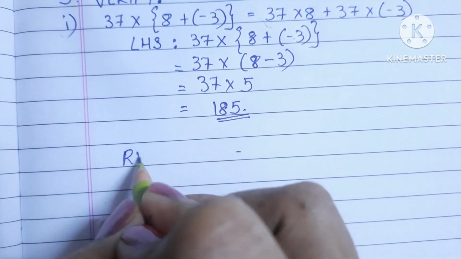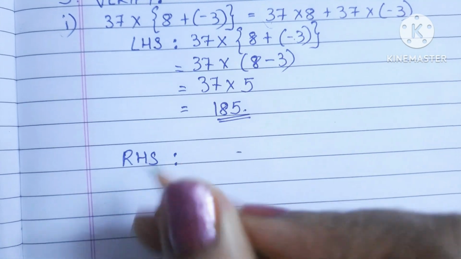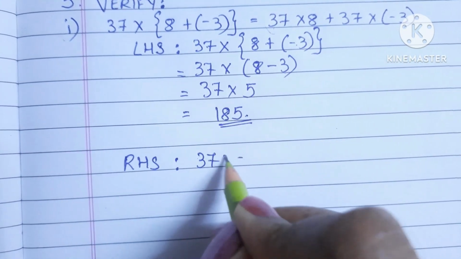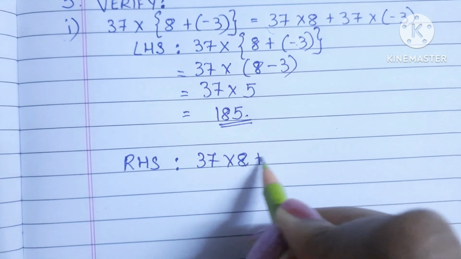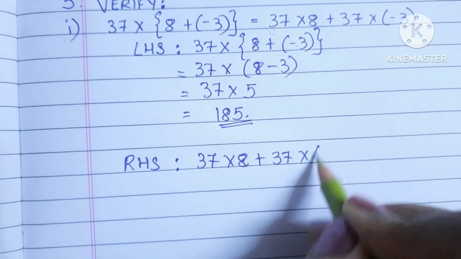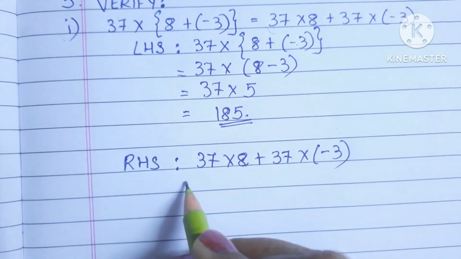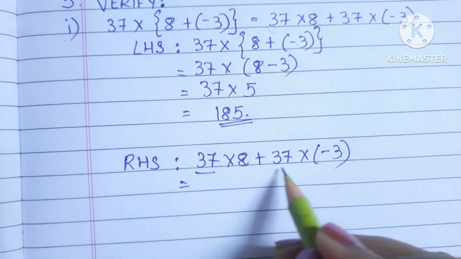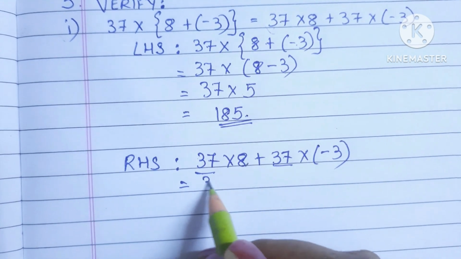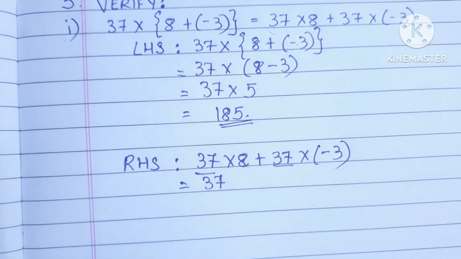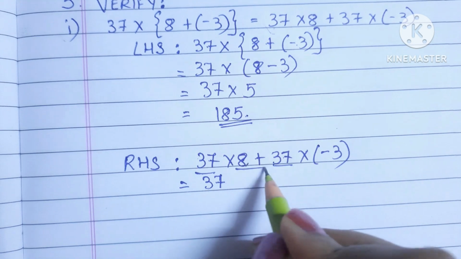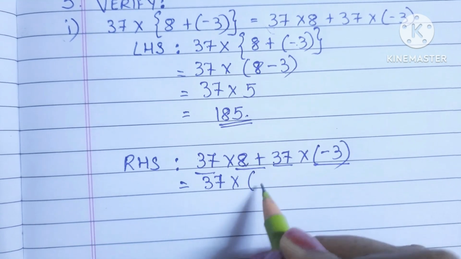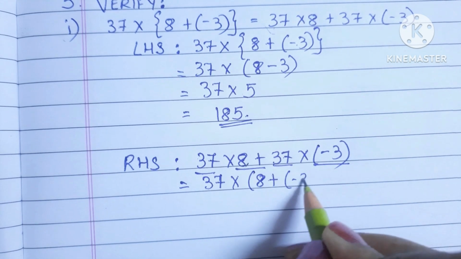Now we shall come to the right hand side. The right hand side is 37 multiplied by 8 plus 37 multiplied by the bracket minus 3. Again here we shall be using the distributive property. 37 and 37 we shall take common. So we take 37 out of the bracket and put 8 plus minus 3 into another bracket, so 37 multiplied by 8 plus minus 3.